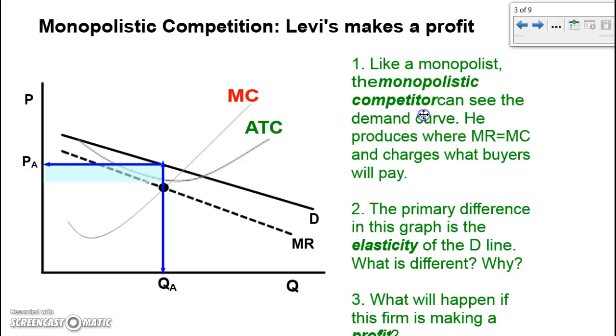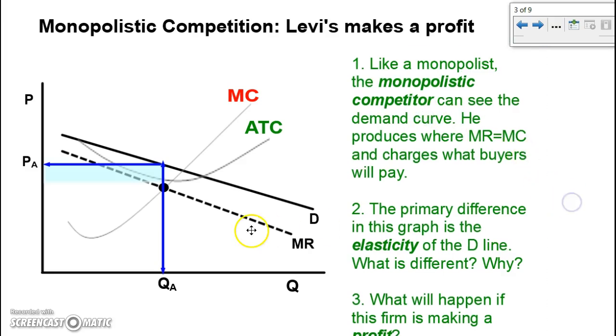Okay, so what we're going to do here is look at the graph for monopolistic competition. And you can see here that the graph looks a whole lot like monopoly. There's really not a huge difference. Like a monopolist, the monopolistic competitor can actually see the demand curve. The monopolistic competitor will produce where MR equals MC. It's a very similar analysis to monopoly. Charge what the consumers are willing to pay, so we go up to the demand curve to find the price. So that part of the analysis looks exactly like monopoly.